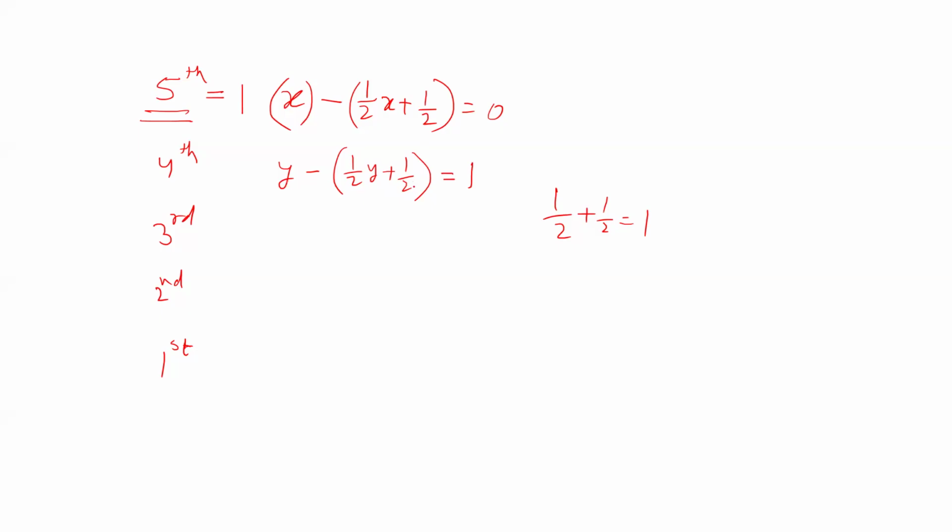Y minus (1 by 2 Y plus 1 half) is equal to 1. Now solving this equation, Y minus 1 by 2 Y minus half is equal to 1. So 1 by 2 Y is equal to 1 plus 1 by 2. Y minus half Y is 1 by 2 Y. So 1 by 2 Y is equal to 3 by 2. Y is equal to 3. So the number of apples when the fourth customer visited him was 3.